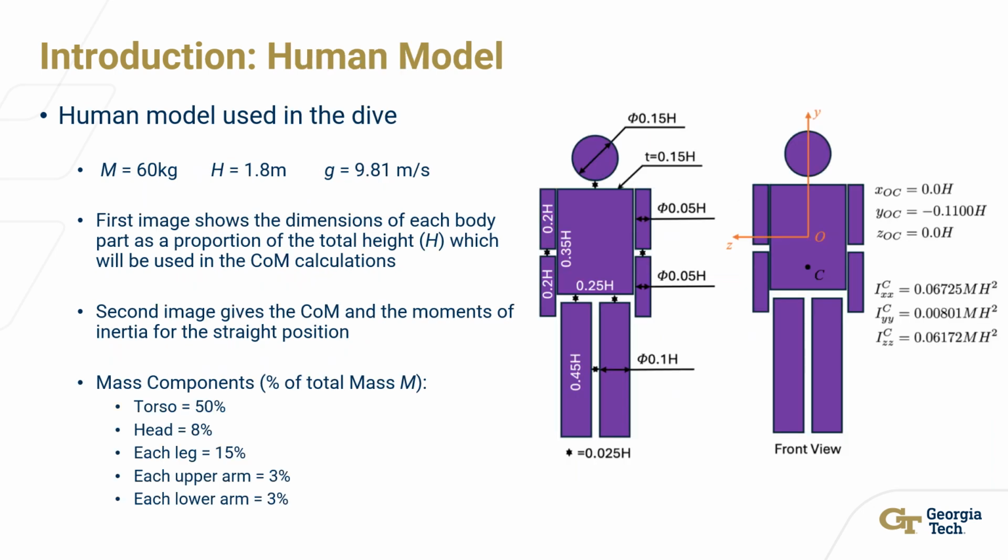All of the code is attached and contains comments which explain the purpose of the code. For our quote-unquote diver, we used a model human as seen in the pictures. The total mass was 60 kilograms and the total height was 1.8 meters. The first image shows the dimensions of each body part as a proportion of the total height, h, which were used in the center of mass calculations. The second image gives the center of mass and the moments of inertia for the straight position. The final bullet point gives the mass of each body part as a percentage of the total mass, m.